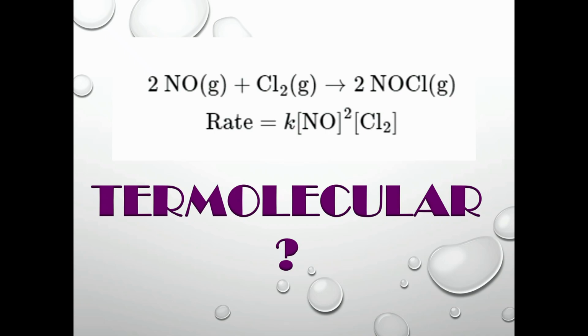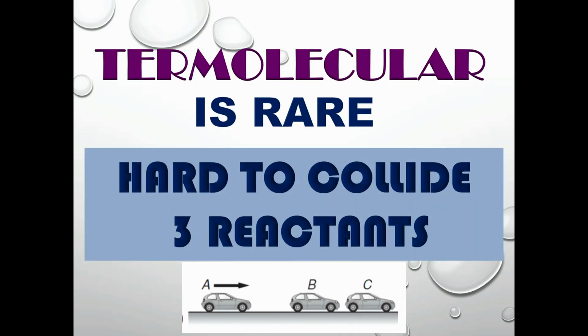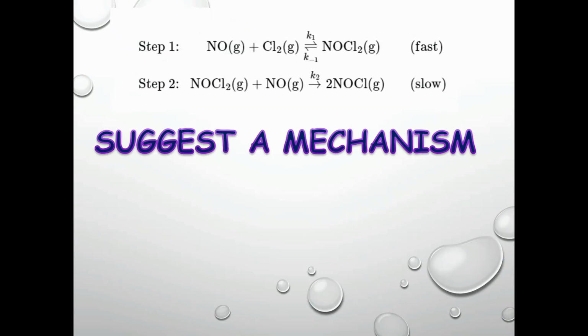So we could make a mechanism that matches this rate law, but doesn't require three things to bang into each other. And the mechanism that has been suggested for this particular reaction is not termolecular, it's a multiple step one. So what they suggest is that NO reacts with Cl2 first to make NOCl2, which then reacts with the other NO and transfers the Cl. The problem is the first step goes very fast. The second step is the slow one. It's the rate determining step.